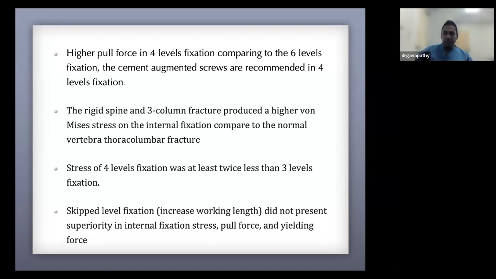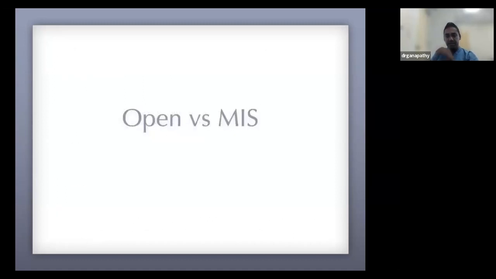And in orthopedics, there is value to skip level fixation in terms of union and development of callus, but it does not represent any superiority in internal fixation stress, force, and yielding force in the Ankylosing patients.